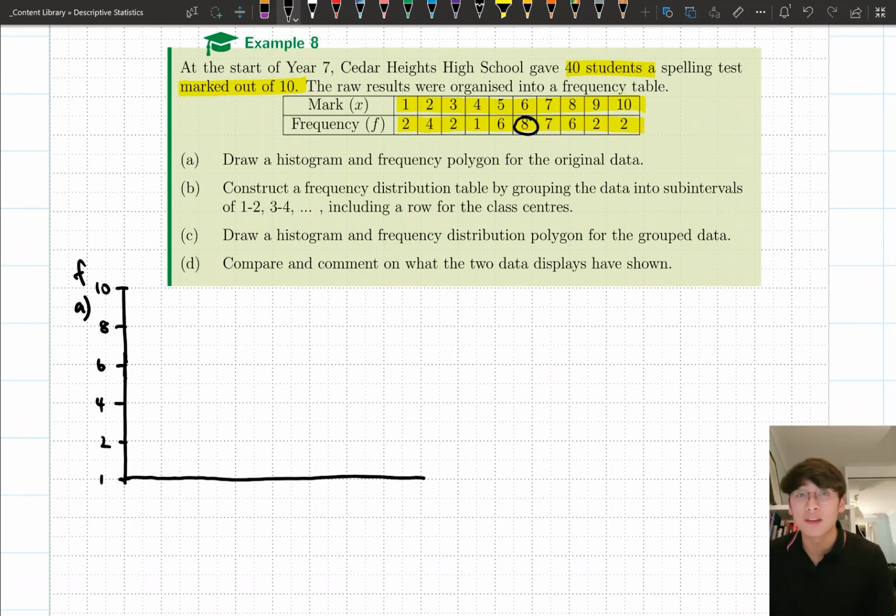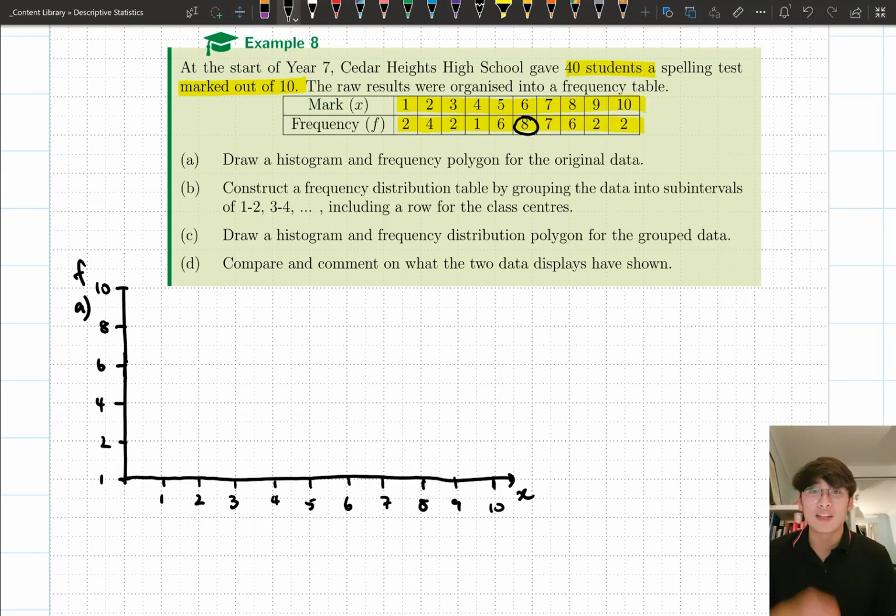What we want to do is leave a half column gap at the start. And so here at the bottom, I'm going to have 1. We're going to leave a half column gap at the start. And I'm just going to make my columns 2 blocks wide to make it easy for me to work with. 2, 3, 4, 5, 6, 7, 8, 9, 10. So there are my scores. So this is my marks. Let's just put X here.